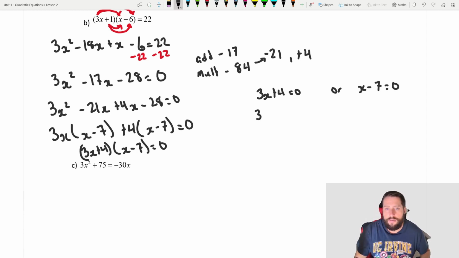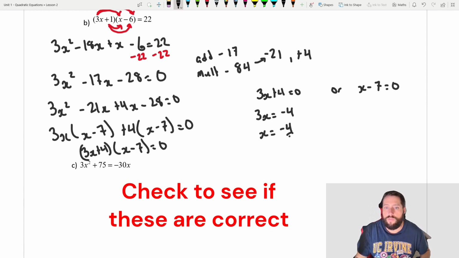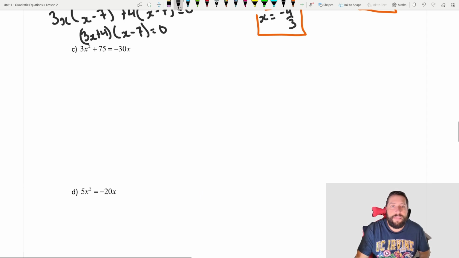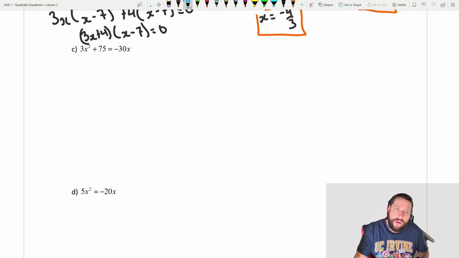So then we have 3x is equal to -4, which means that x is equal to -4 over 3, or x is 7. Moving on to C. We have 3x squared plus 75 is equal to negative 30x. Same idea. We want to make sure that this entire equation is equal to 0. So let's add 30x to both sides.